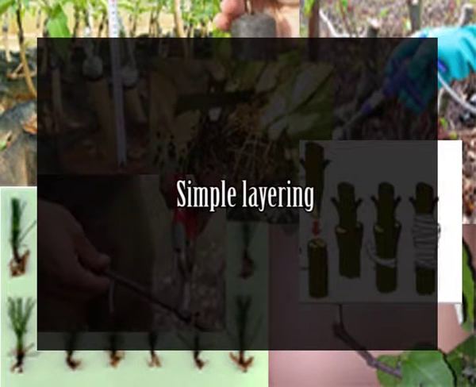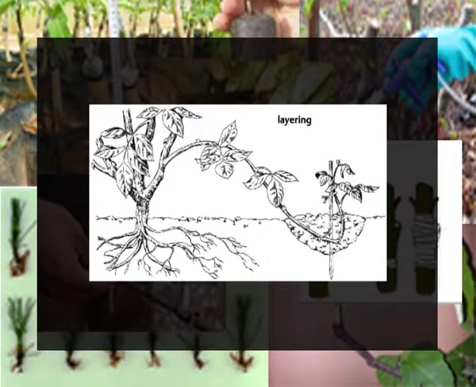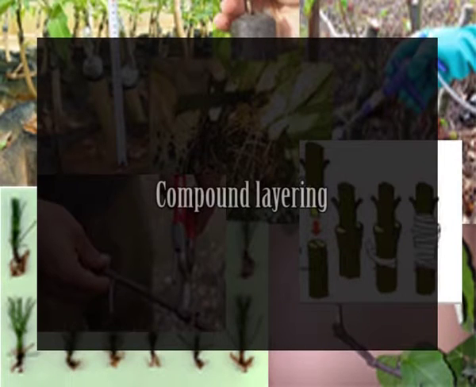Another method, simple layering. The stem is bent to the ground and part of it is covered with soil, leaving the last 6 to 12 inches exposed. The tip is bent into the vertical position and staked in place. The sharp bend often induces rooting, but wounding the lower side of the branch or loosening the bark by twisting the stem may help.